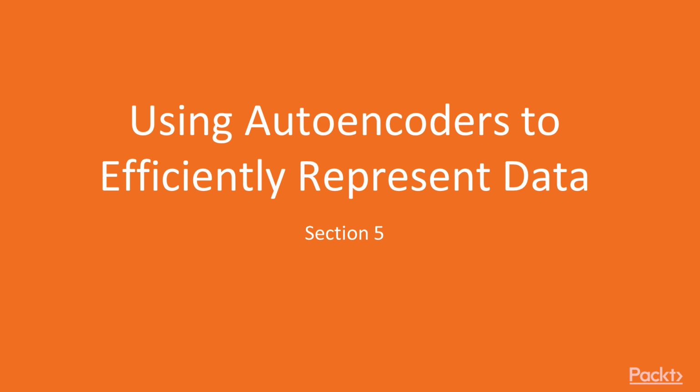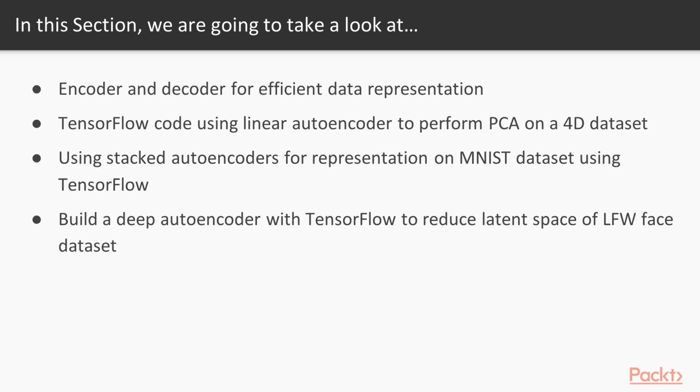Now, we move on to section 5, which is using autoencoders to efficiently represent data. In this, first of all, we'll understand encoders and decoders for efficient data representation. That is going to be the crux of understanding autoencoders. And then we are going to apply our understanding on three applications.